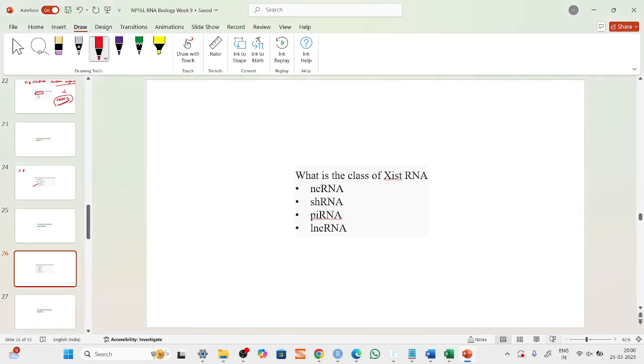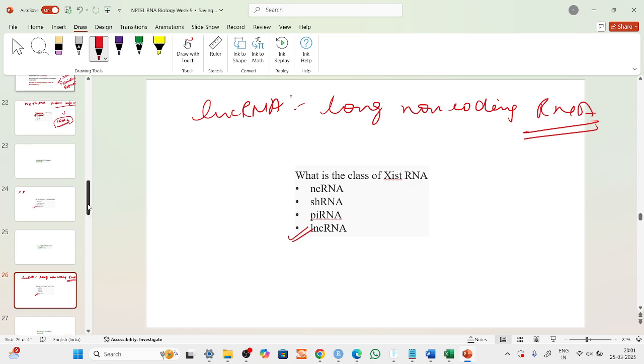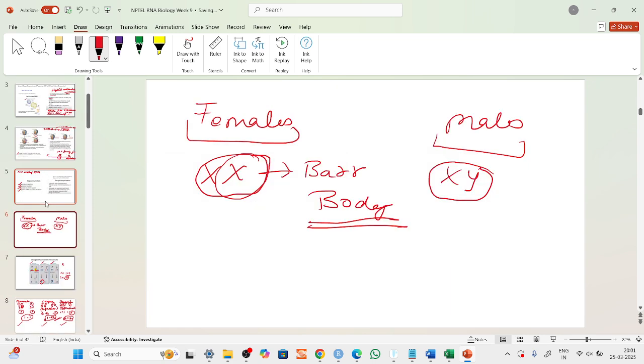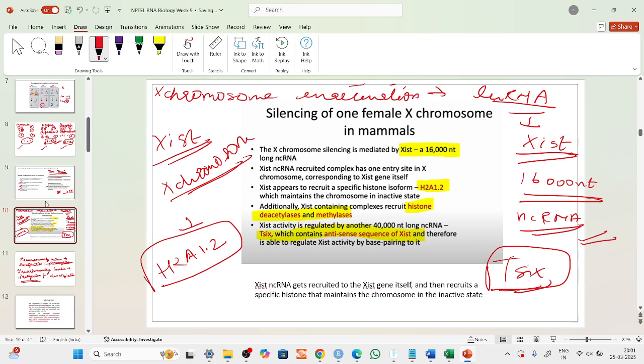Okay, now I am switching the screen. So the question is, what is the class of XIST RNA? ncRNA, shRNA, piRNA or lncRNA? The correct answer is lncRNA, that is long non-coding RNA. This is long non-coding RNA, which is approximately, here we have studied somewhere here, XIST, it is 16,000 nucleotides.